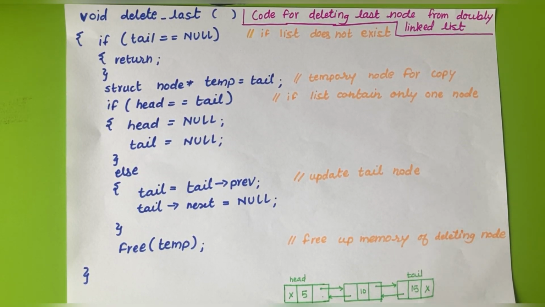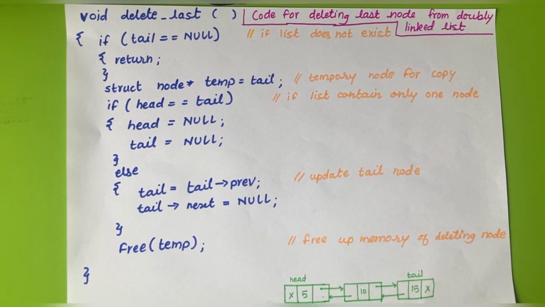Now in this video we are going to delete the last node from the doubly linked list. This code is quite similar to the code for deleting the first node from the linked list. Same conditions we have to check here. Instead of head, we just have to consider the tail node.